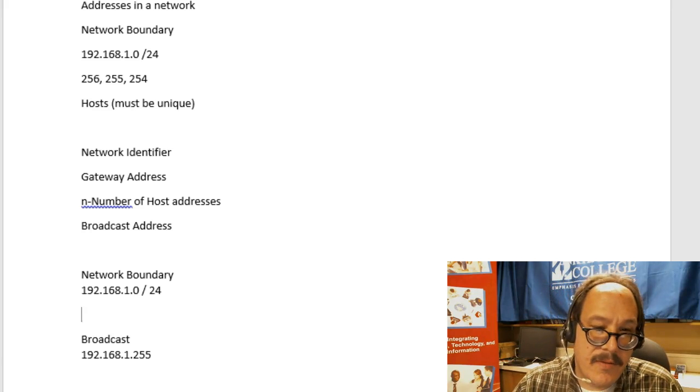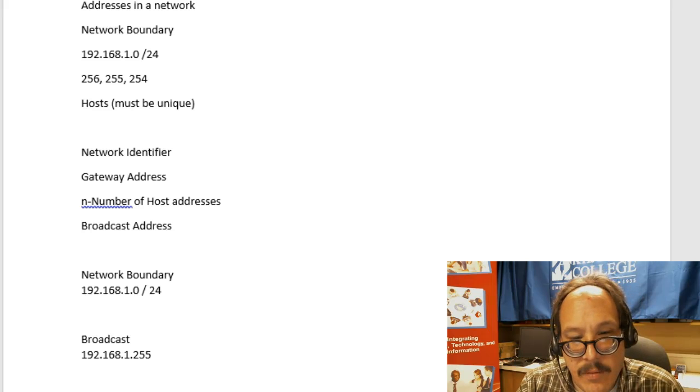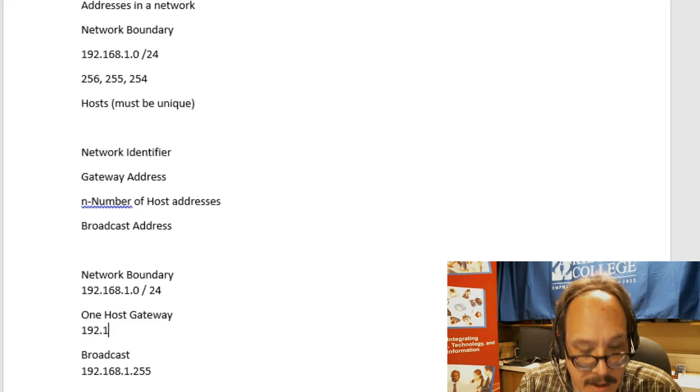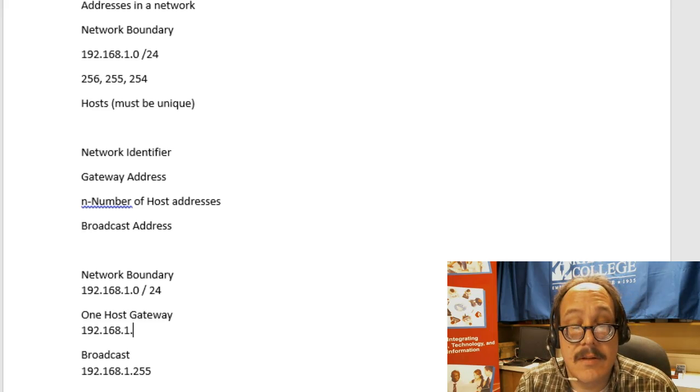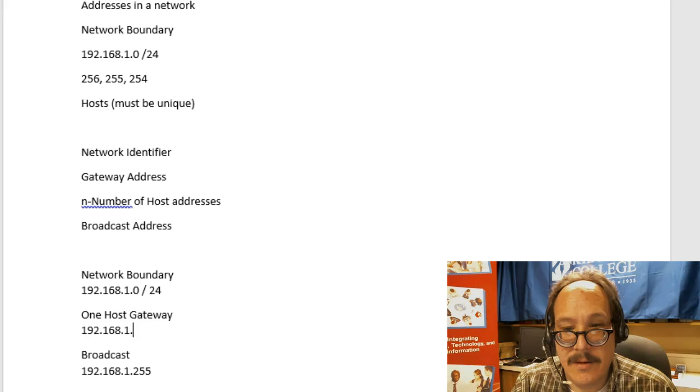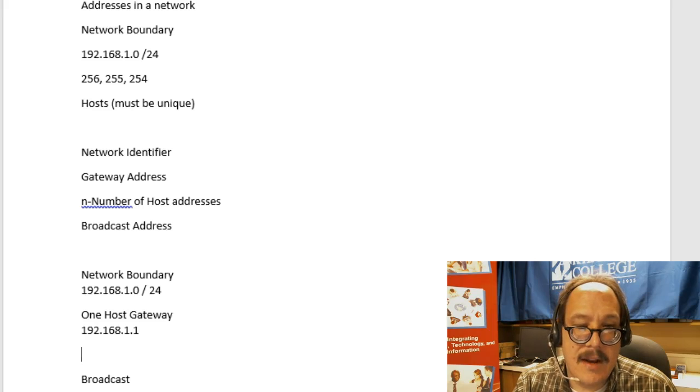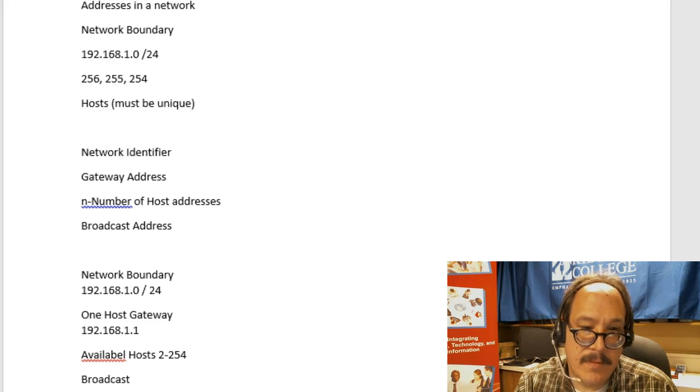So now we fill in the rest. So I have one host that's going to act as the gateway address. I can assign it whatever address I want to. It doesn't matter. Conventionally, I either use the first address that's assignable to a host or the last address that's assignable to a host. In this case, the convention is I'm going to do 1.1. That means that available host addresses for the network are 2 to 254.